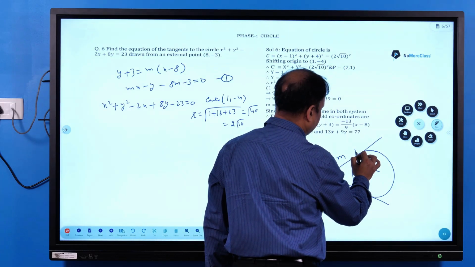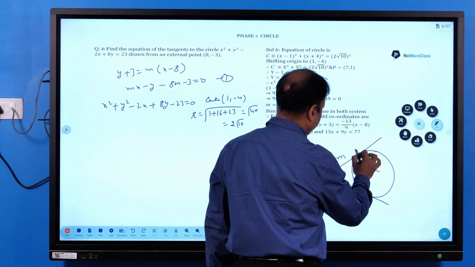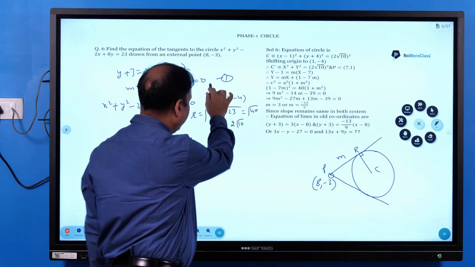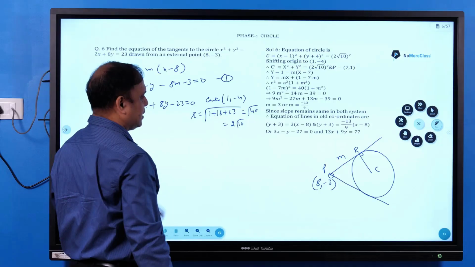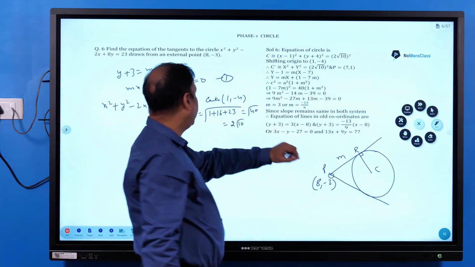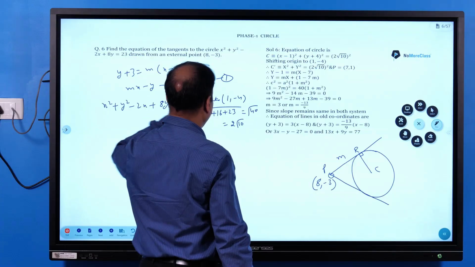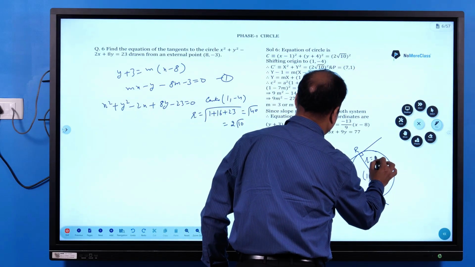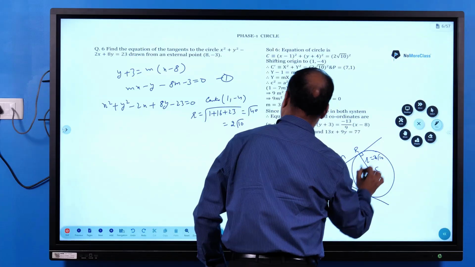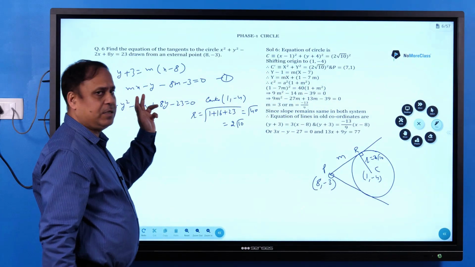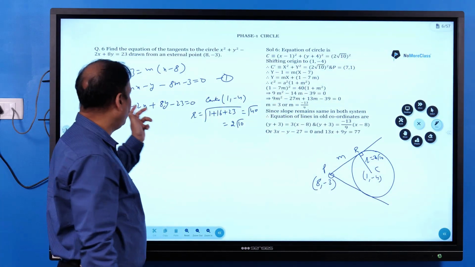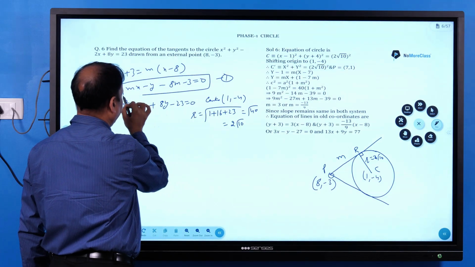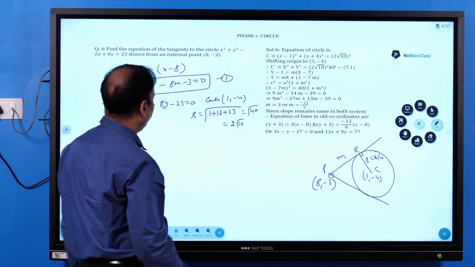Suppose the center is C and the radius is R. This is line 1. If this line is tangent, what is the distance from the center? We have the center (1, -4), and the radius is 2√10. So the distance of a line from a point (α, β) is |aα + bβ + c| upon √(a² + b²). So replace x and y in this equation by 1 and -4.